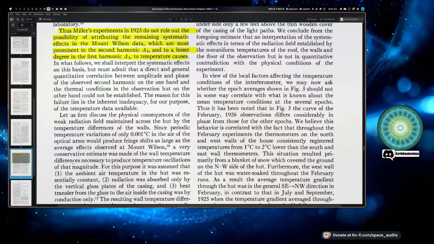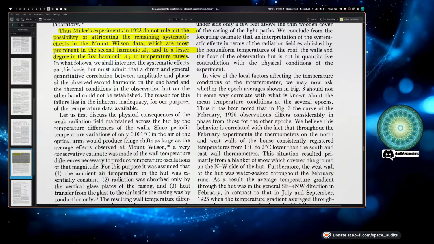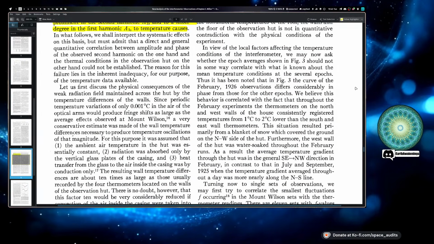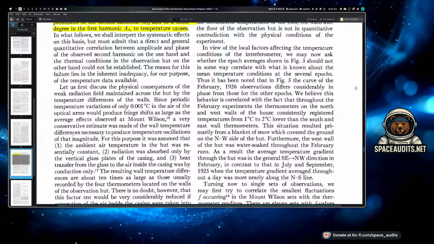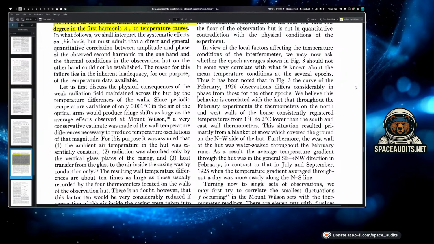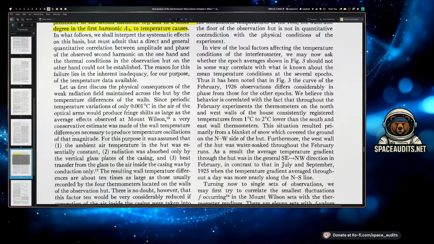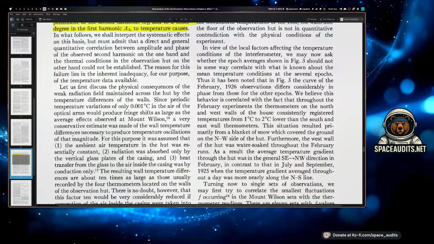Okay, let us first discuss the physical consequences of weak radiation field maintained across the hut by the temperature differences of the walls. Since periodic temperature variations of only 1,000th of a degree in the air of the optical paths would produce a fringe shift as large as the average effects at Mount Wilson, a very conservative estimate was made of the wall temperature differences necessary to produce temperature oscillations of that magnitude. For this purpose, it was assumed that 1, the ambient air temperature in the hut was essentially constant, and 2, radiation was absorbed only by the vertical glass plates in the casing.